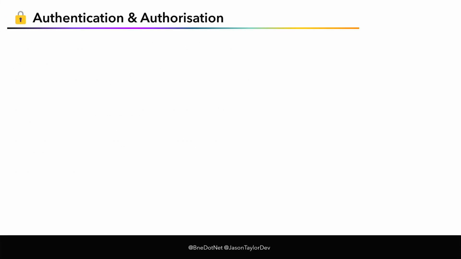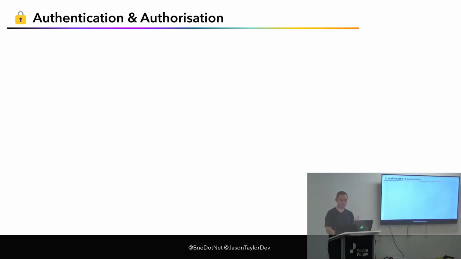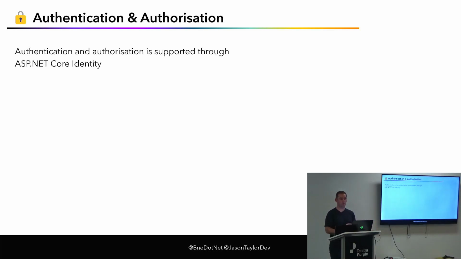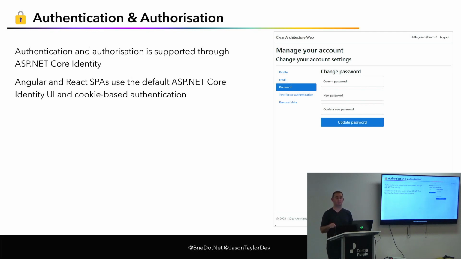All right. Authentication and authorization is the next topic. So as with the official .NET 8 SPA templates, I've migrated these ones over to ASP.NET Core Identity. I mentioned that Angular and React SPAs will use the default ASP.NET Core Identity UI with cookie-based authentication. And so that means you get all of those Razor pages for free, and you don't have to build, say, login and register and profile and email, all those sorts of things. You can, of course, customize them.